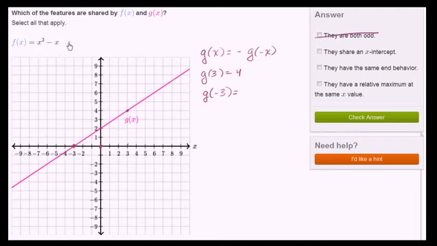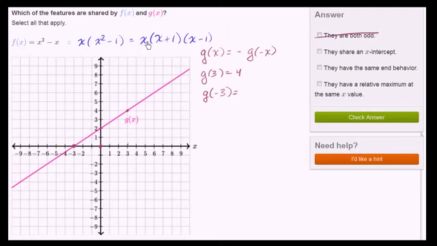F of x is equal to x to the third minus x, which is the same thing if we factor an x out as x times x squared minus 1. X squared minus 1 is a difference of squares, so we can rewrite that. We'll write our x first, and then x squared minus 1 is x plus 1 times x minus 1.